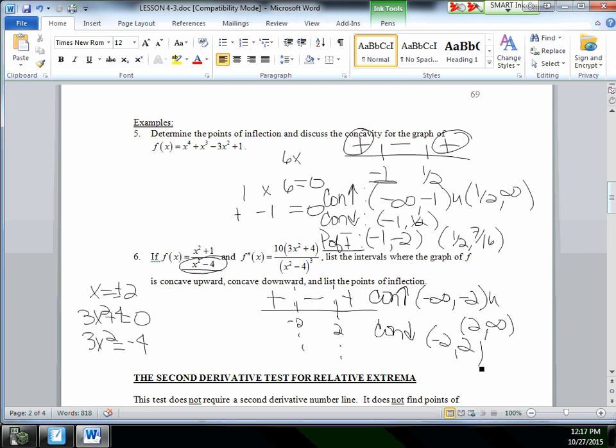So do I have a point of inflection at 2 and negative 2? No, you don't, because remember, x, I forgot to write, cannot equal those numbers because those are asymptotes. So there are no points of inflection on this one.